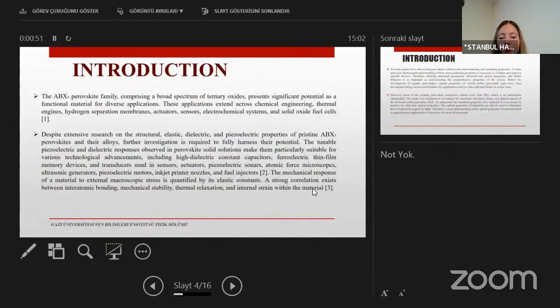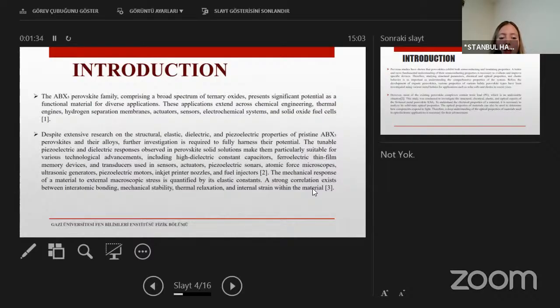The ABX3 perovskite family, comprising a broad spectrum of ternary oxides, presents significant potential as a functional material for diverse applications. These applications extend across chemical engineering, thermal engines, hydrogen separation membranes, actuators, sensors, electrochemical systems, and solid oxide fuel cells. Despite extensive research on the structural, elastic, dielectric, and piezoelectric properties of pristine ABX3 perovskites and their alloys, further investigation is required to fully harness their potential.